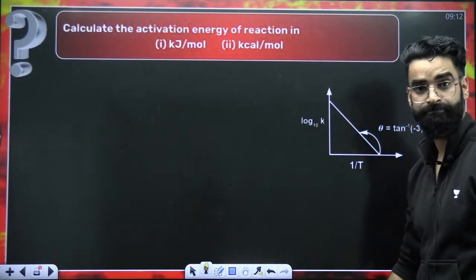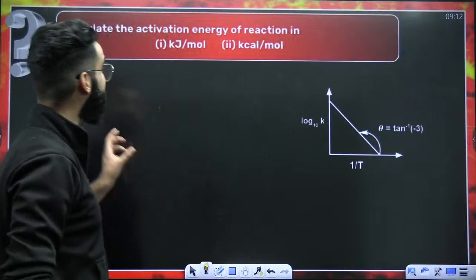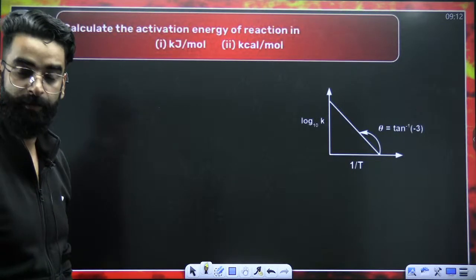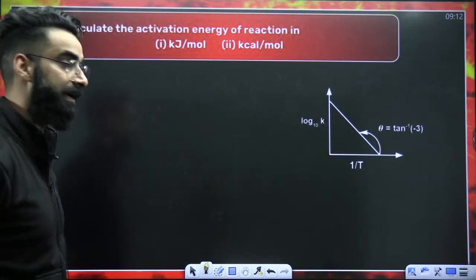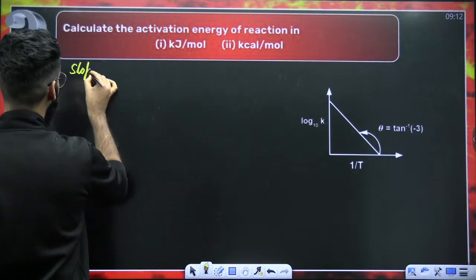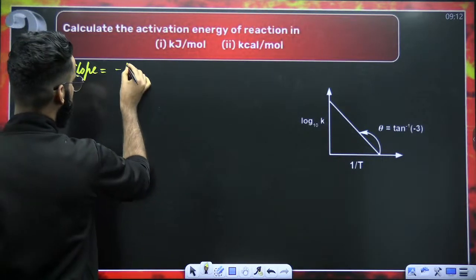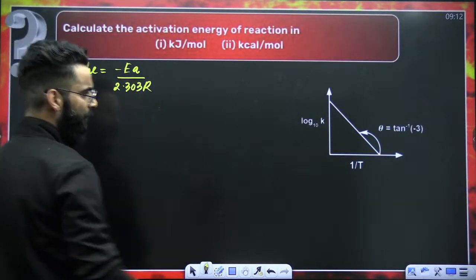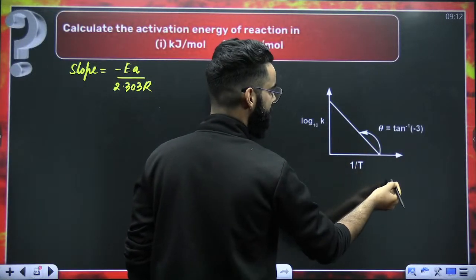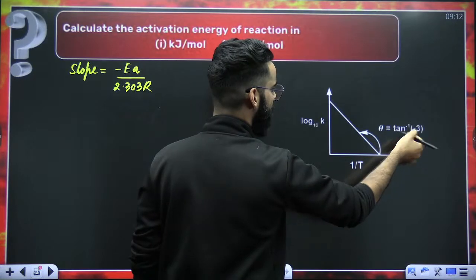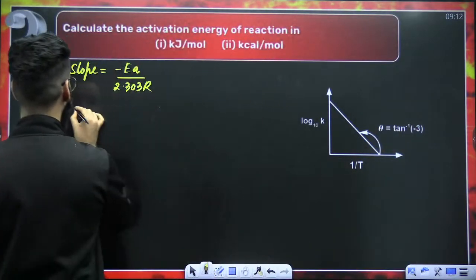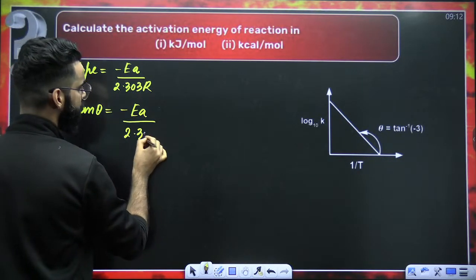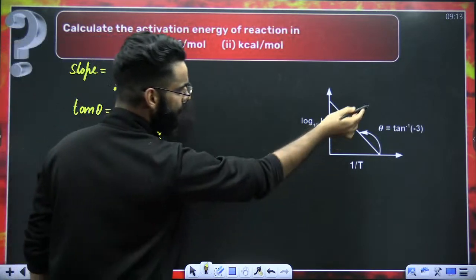Look at this particular question. The question is: calculate the activation energy of the reaction. A graph is given, and activation energy is to be calculated. The graph is between log K versus 1 by T. If you remember, a few minutes back I told you the slope of log K versus 1 by T is minus EA divided by 2.303 R. And what is the slope of this curve? The slope of this curve is tan of theta. We are given theta is equal to tan inverse of minus 3. That means tan theta is equal to minus 3. The slope is tan of theta, which is minus EA divided by 2.303 R. Tan theta value will be equal to minus 3.